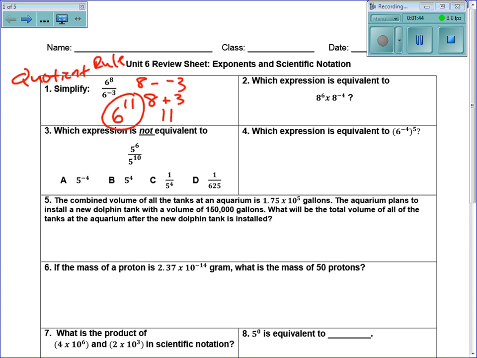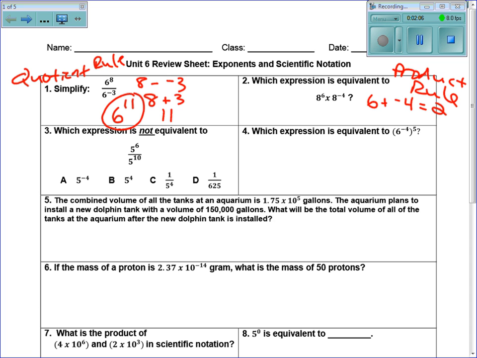Number 2, which expression is equivalent to 8 to the 6 times 8 to the negative 4? Multiplication, we think of the product rule. We're multiplying two terms that have the same base, so we add the exponents. 6 plus negative 4 equals 2.